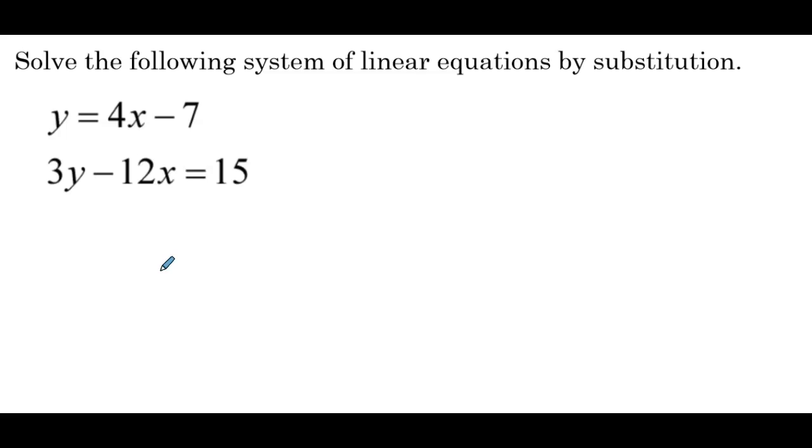Now they've done one of the big tasks for us. They've already isolated one of the variables, right? That first equation is in slope-intercept form, or mx plus b form. Y is already isolated. So we're going to then substitute this expression in for y in the second equation. So we have 3 times 4x minus 7 minus 12x equals 15.